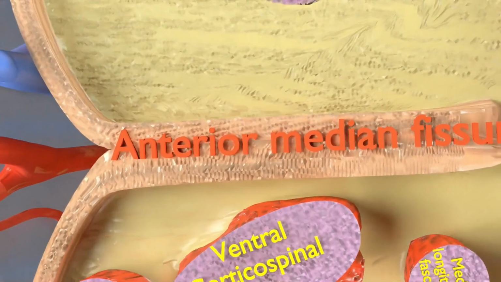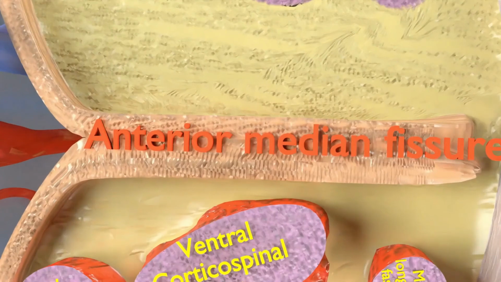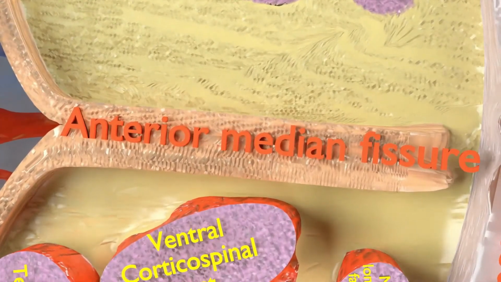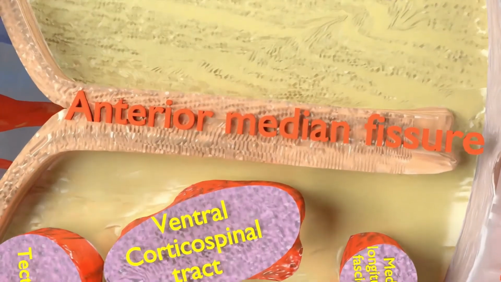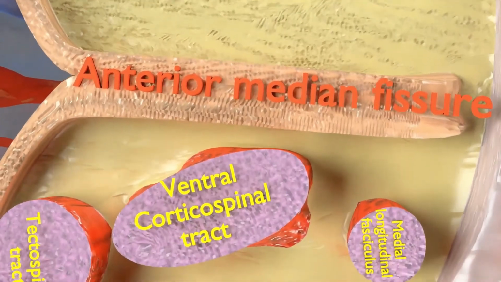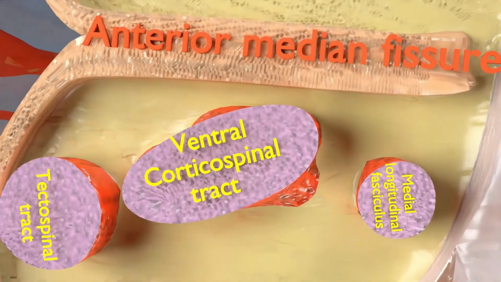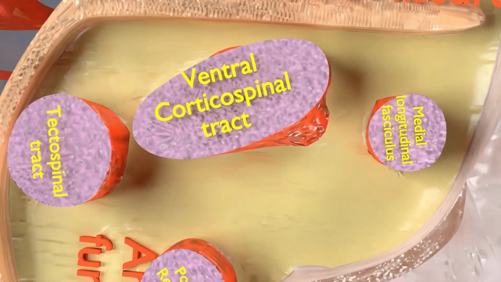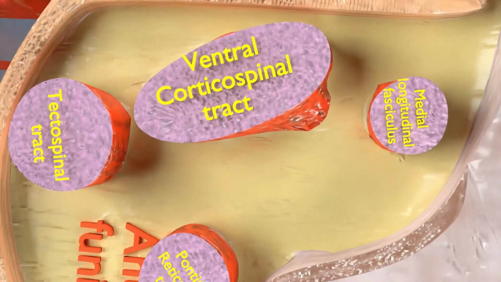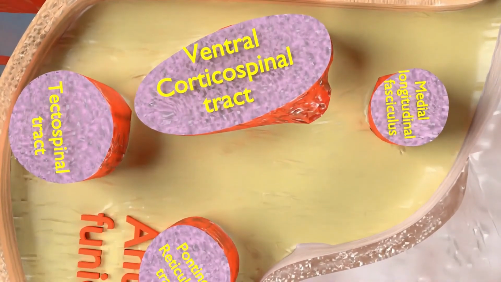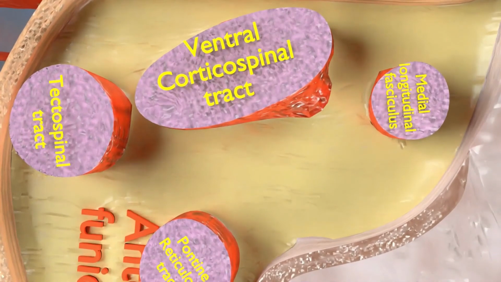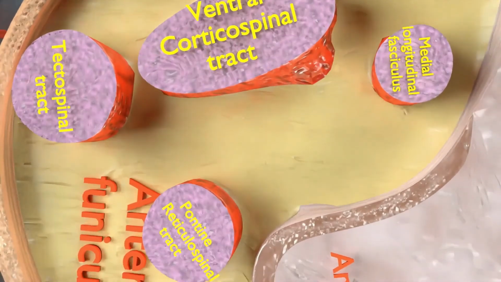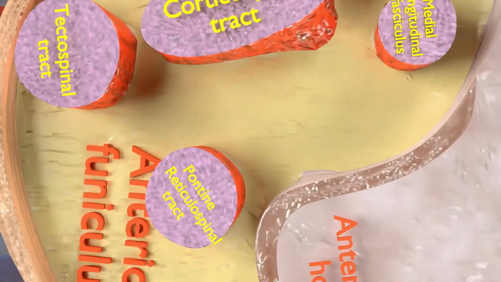The anterior funiculus is limited medially by the ventromedian sulcus and laterally by the ventrolateral sulcus. Anterior tracts include tectospinal, reticulospinal, vestibulospinal, and the ventral corticospinal tracts. The tectospinal tract coordinates movement of head, neck, and eyeball based on stimulus. Ventral corticospinal tract mediates balance and postural movements.